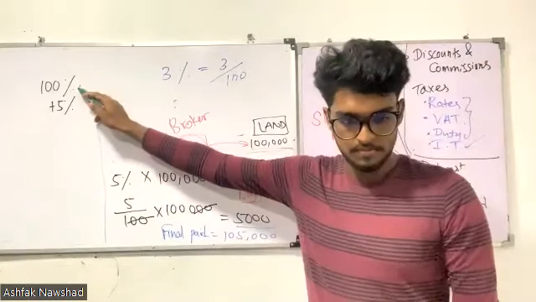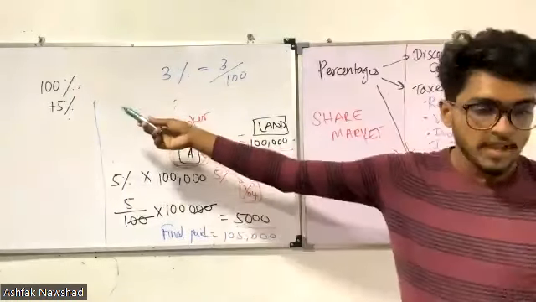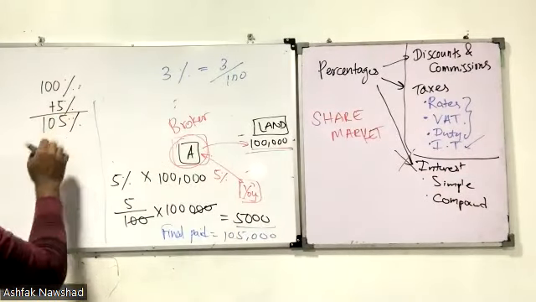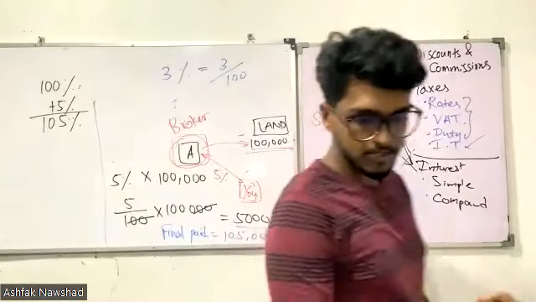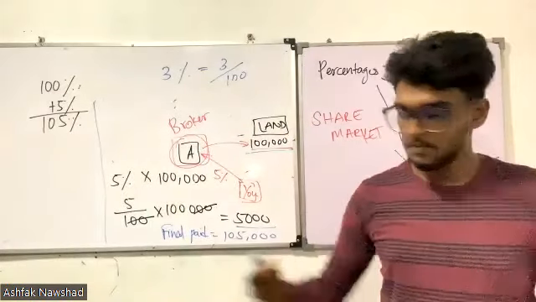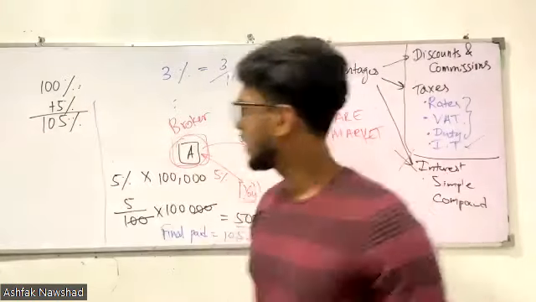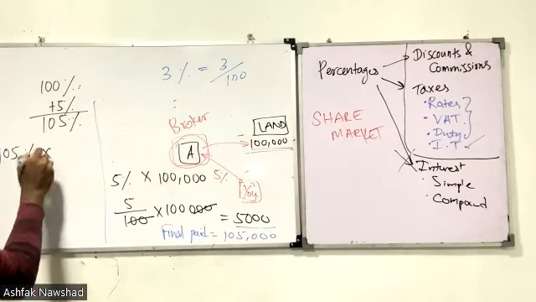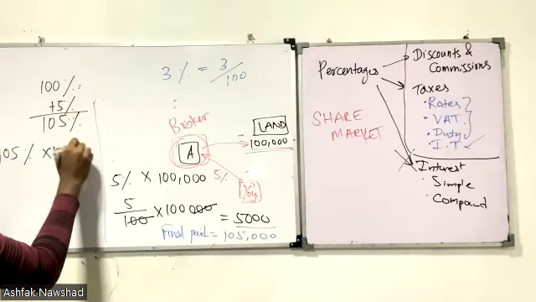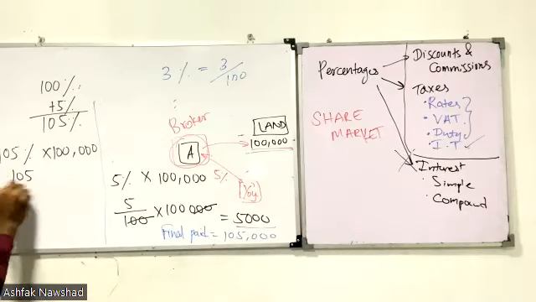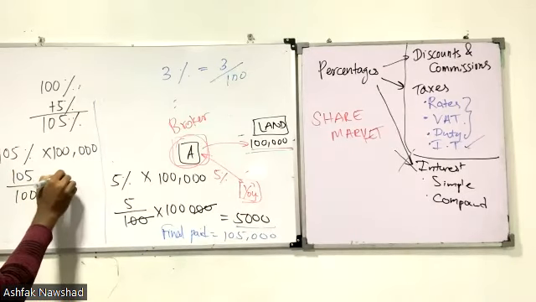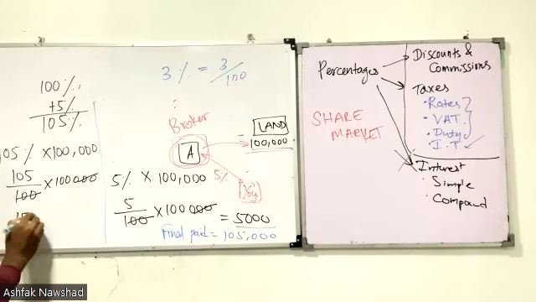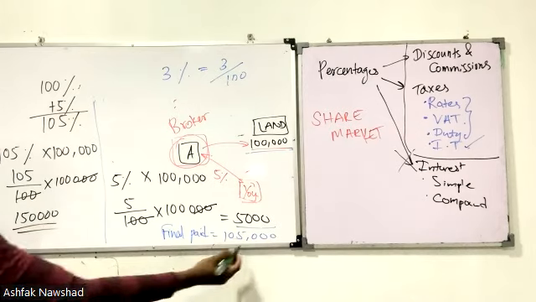100% was the original percentage. We are paying 5% more as commission. So actually, we are paying 105%. Is that clear? In terms of percentages, we are paying 105%. Now let's see how much we should pay in total, the final amount, 105% of the land. So this will be 105 over 100 into 100,000. So two zeros cancel off and 105,000. The same answer, right?